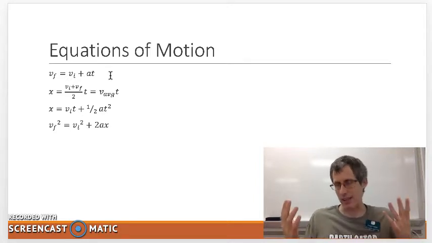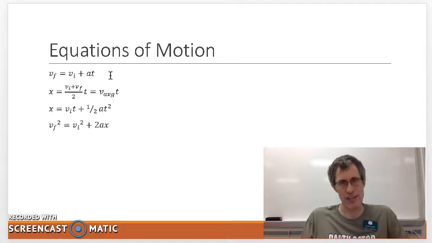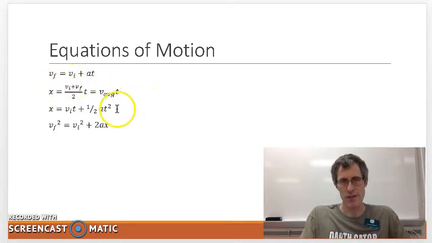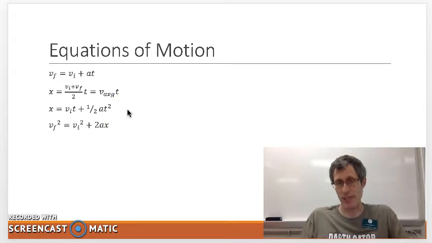It looks just kind of like the velocity equation, except I put a little average velocity. And to take an average, you take the initial velocity and the final velocity and divide them by 2. That's how you take an average of two numbers. So that's where this part comes from. Now our next two equations are a little more complicated. The position, or rather change in position, equals initial velocity times time plus 1/2 at squared. And then our last equation, final velocity squared equals initial velocity squared plus 2 times acceleration times distance.